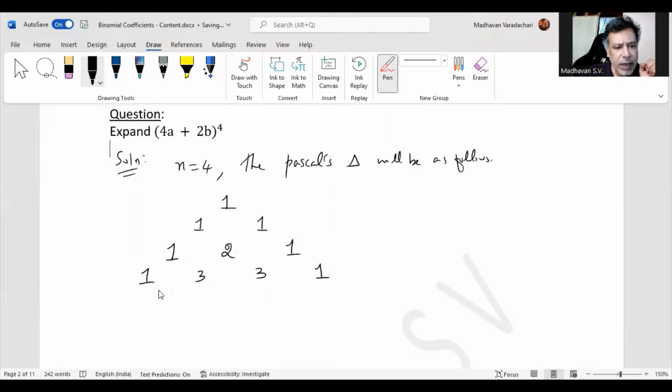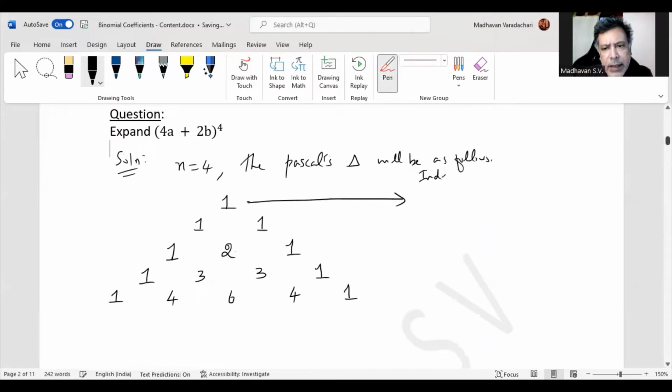Here 1 plus 3 you can write 4. 3 plus 3 you can write 6. 3 plus 1 you can write 4. Then in the corner again you will write 1 here and 1 here. I wrote this many. Why? Because this will be your index 0.